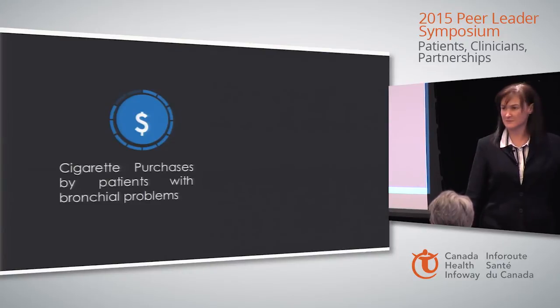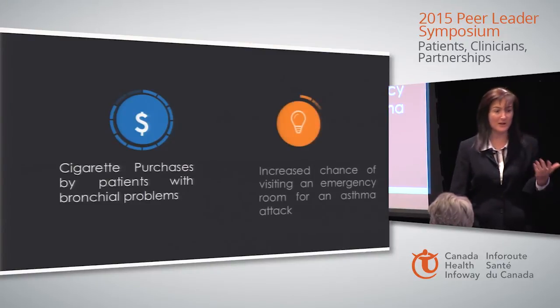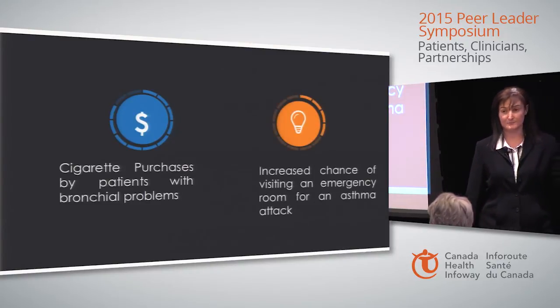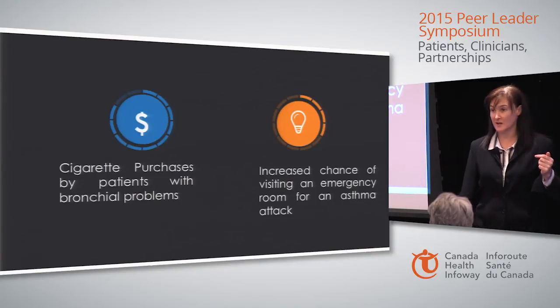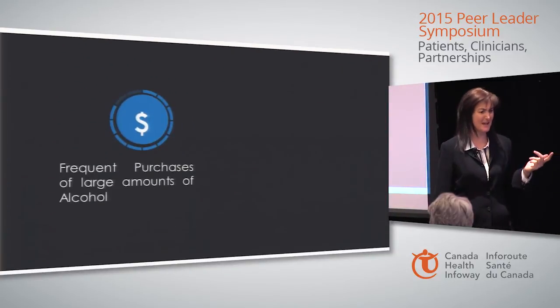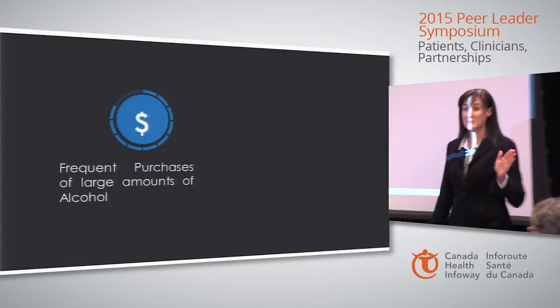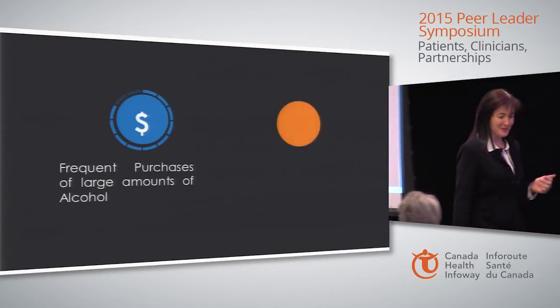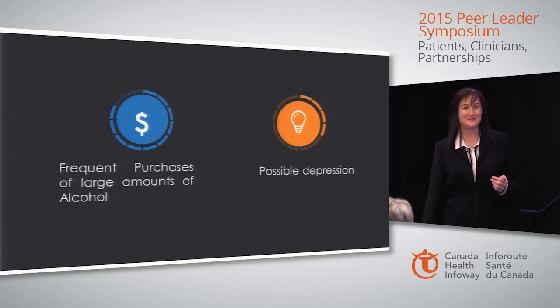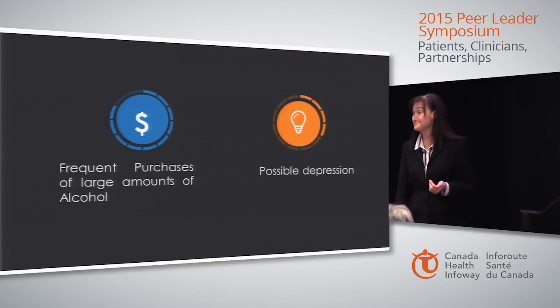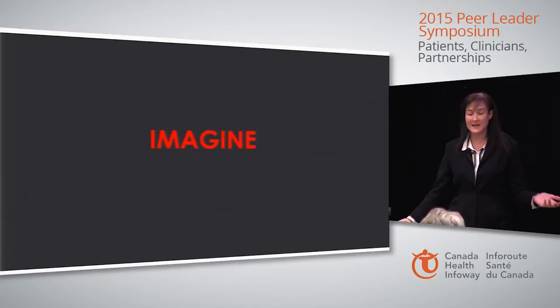Cigarette purchases: patients that might have bronchial problems, increased emergency room visits for an asthma attack. Basic stuff. Frequent purchase of large amounts of alcohol. Kids are driving me mad. No. Okay. Purchase of large amounts of alcohol: possible depression. This is basic customer data.